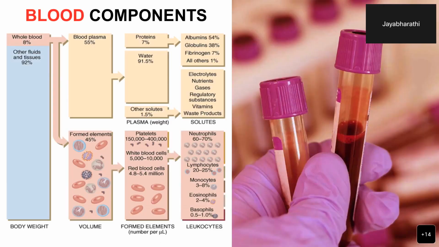Coming to the blood components, whole blood constitutes 80%, and other fluids and tissues constitute about 92%. The whole blood contains blood plasma and the formed elements. Blood plasma constitutes about 55%, and the formed elements constitute 45%. Blood plasma includes proteins, water, and other solutes. Proteins include albumins, globulin, fibrinogen, and other solutes like electrolytes, nutrients, gases, regulatory substances, vitamins, and waste products. The formed elements include platelets, white blood cells, red blood cells, neutrophils, lymphocytes, monocytes, eosinophils, and basophils.